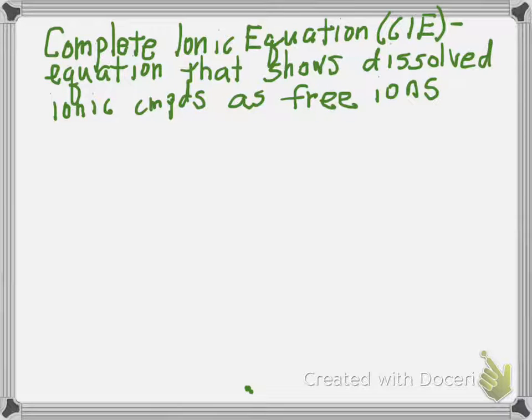So again, what we're talking about here is these ionic compounds that are dissolved in water, and because they're dissolved in water, they have dissociated. So instead of showing them as a compound bonded together, we're going to show these ionic compounds as their separate cations and anions, or as their free ions.